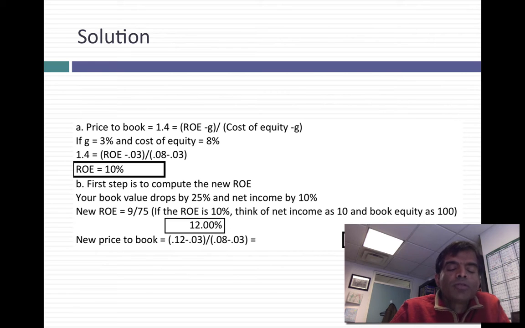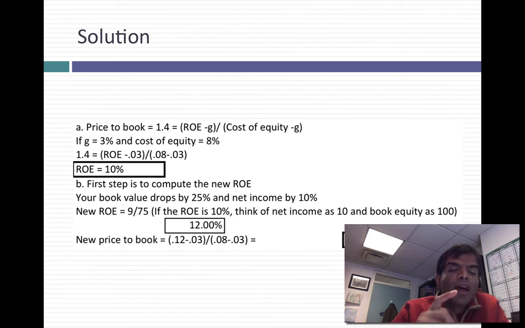So my new price to book ratio, that's the only thing that's changing. My cost of equity stays the same, my growth stays the same, and my return on equity goes up. My price to book ratio is 1.80. Now, I could have made this problem trickier by making the division you sold off have a different risk than the division you have left, in which case you'd have had to back out the new cost of equity after the division was sold off. But the process is going to stay exactly the same.